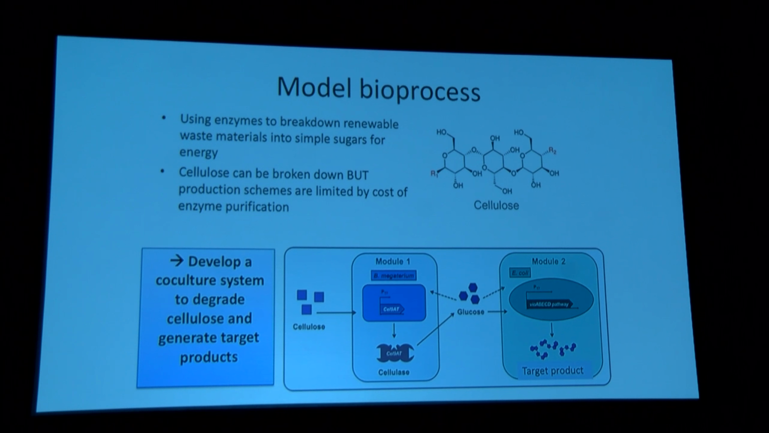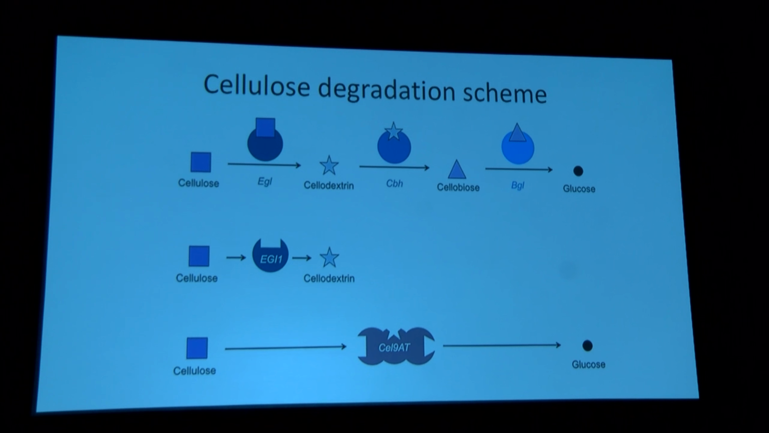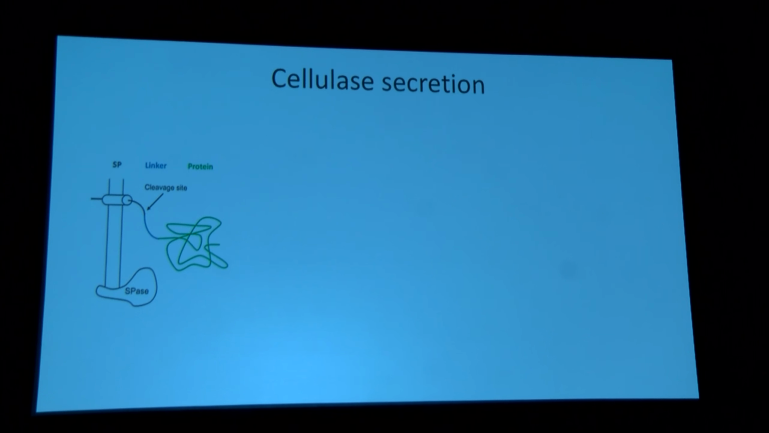And so what we want to do is develop a co-culture system that will degrade cellulose and generate target products. So right now we've been working to secrete two different cellulases: this EGI1, which goes from cellulose to cellodextrin, and then also a second Bacillus cellulase, which can go all the way from cellulose down to glucose. And one of the cool things that we found was that we could secrete them.